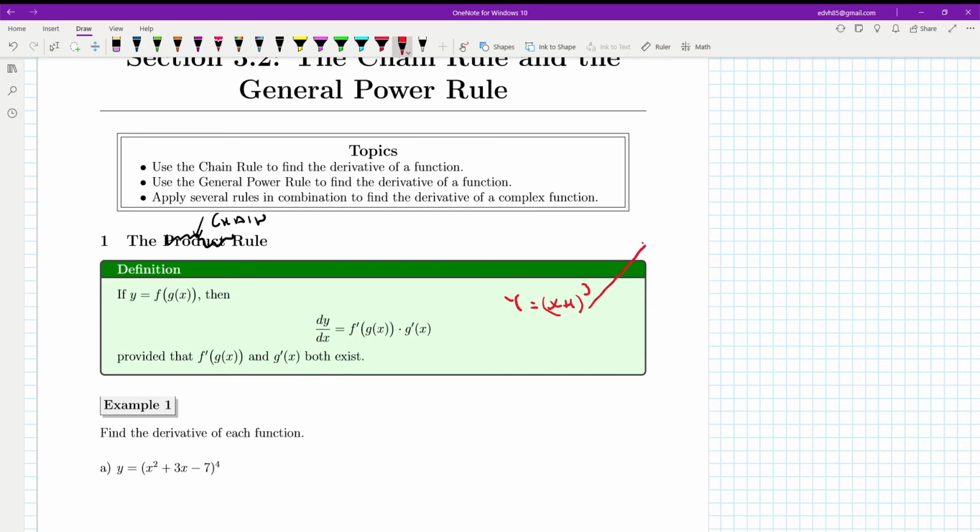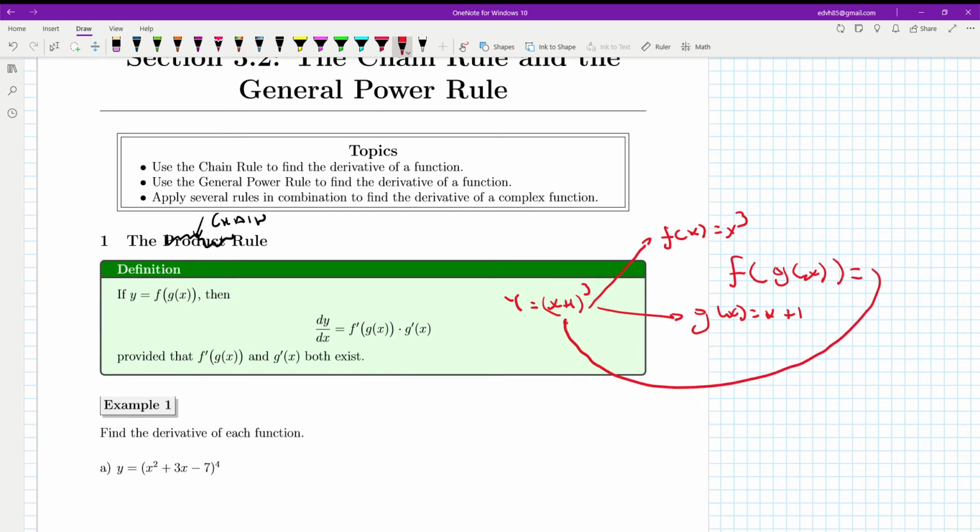So this can be viewed as the composition of the function f of x equals x cubed, and the function g of x equals x plus 1. If you do the composition f composed with g, what we're doing is plugging in x plus 1 wherever we see the x in the function f, and that's why we would get this function right here.